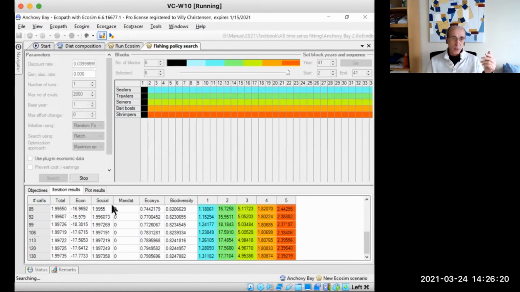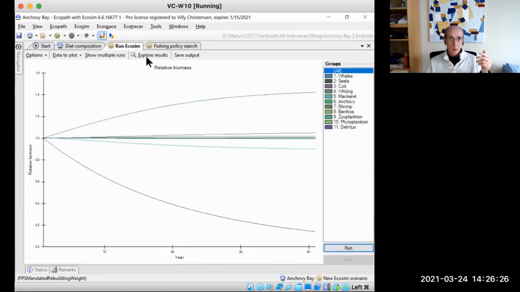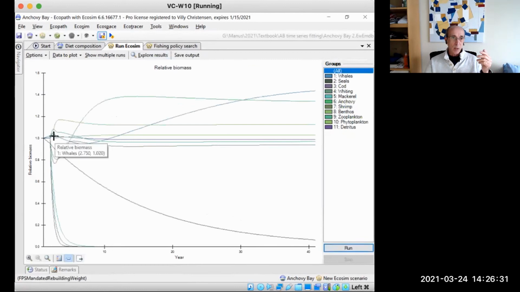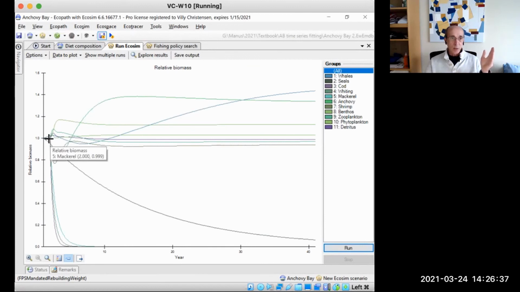Let's just stop this and go and see. Stop, run Ecosim, run. You notice now, you forgot to click the multiple runs. No, it's okay. What you can see now is nothing happens the first year because only biomass accumulation terms are impacting the first year. And then we kick in with these wild efforts. And you can see here we're losing cod, we're losing whiting, we're losing mackerel, seals are going down, we have lots of anchovy, and we have benthos.